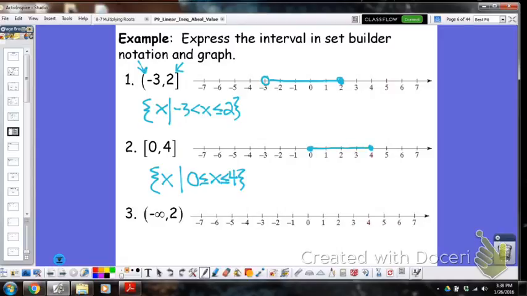The next one we have negative infinity and 2, both excluding. So when I write my set builder notation, I still use x, for which x is between negative infinity and 2. That means it's going to be any number less than 2. So my inequality is x is less than 2. And I know I have an open point at 2, and I go down to negative infinity, so down forever.